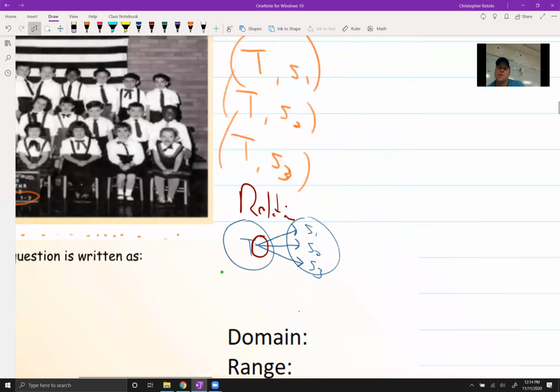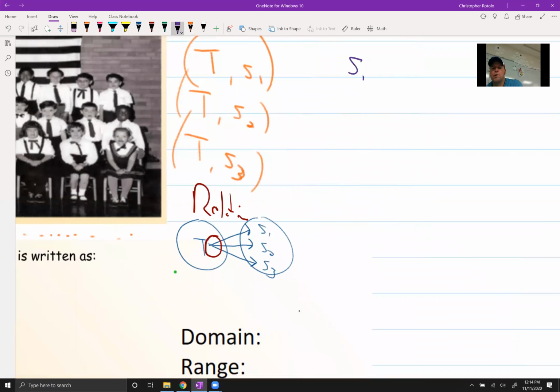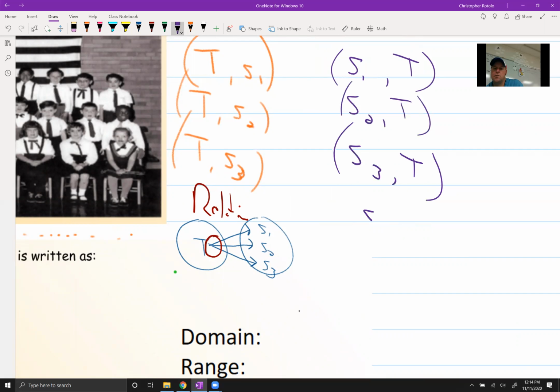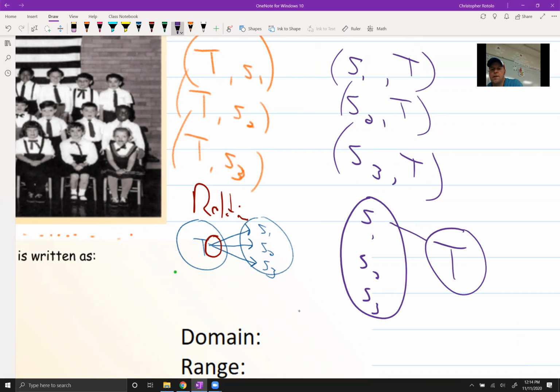Whereas if I want to fix this, I can make this super simple. So student 1, who do they have for a teacher? Teacher T. What about student 2? Who do they have? Teacher T. What about student 3? Who do they have? Teacher T. All right, so student 1, student 2, student 3, and there's my domain. Here's the teacher. 1 arrow, 1 arrow, 1 arrow. So this is a function.